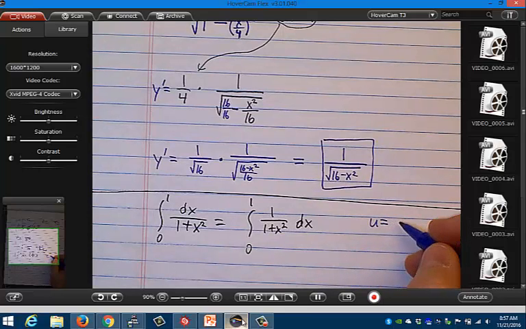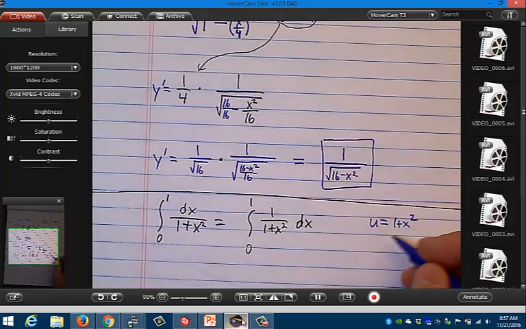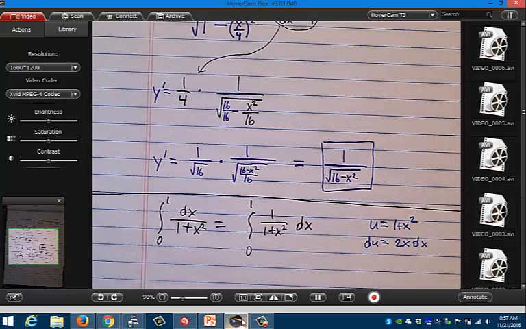Well, maybe someone would try 1 plus x squared. Not a bad move. And then what does du equal, though? And so why doesn't this work? What's the problem here? We don't have that x. So it's not going to work.